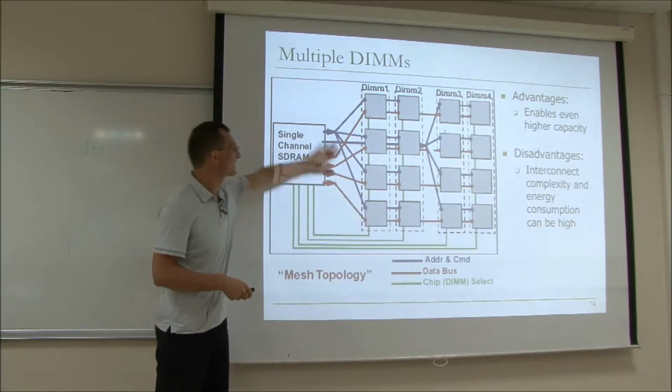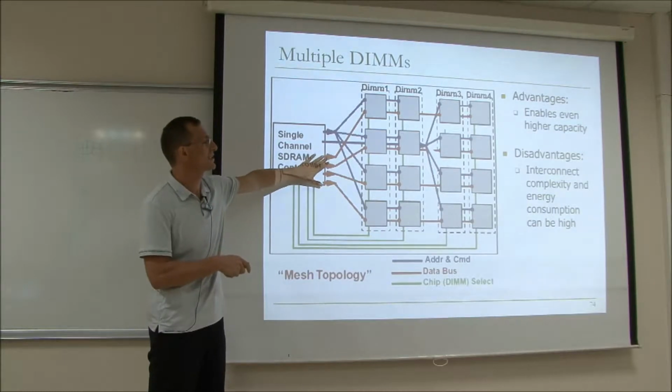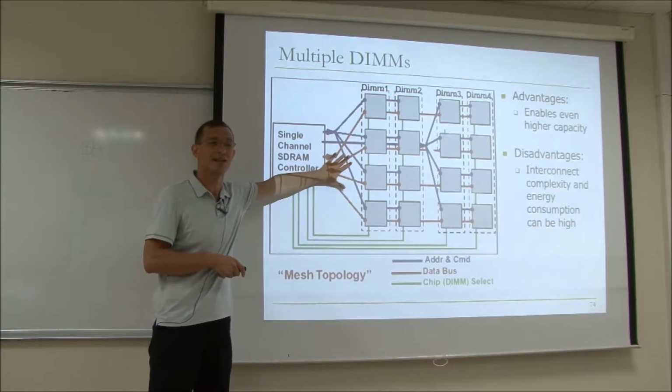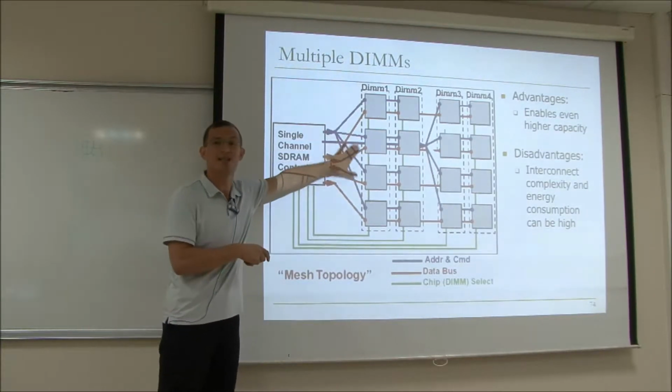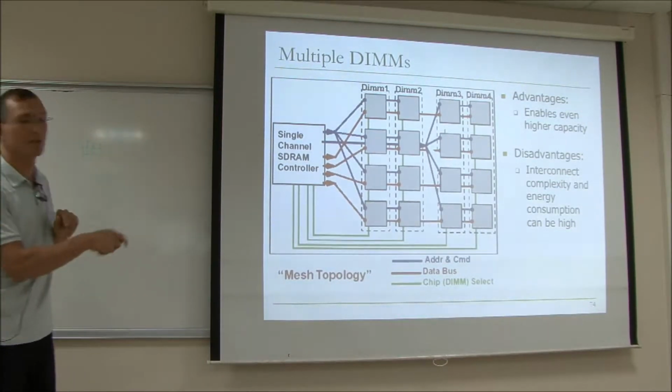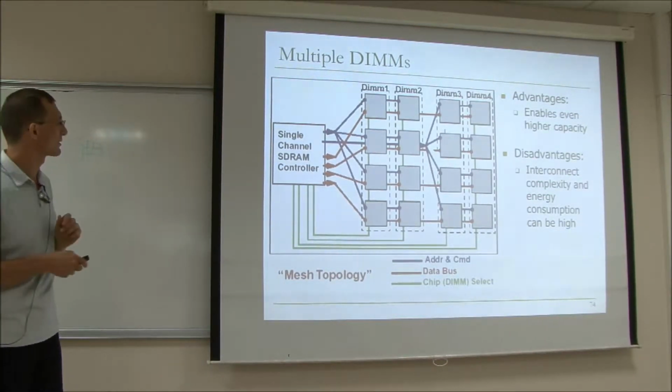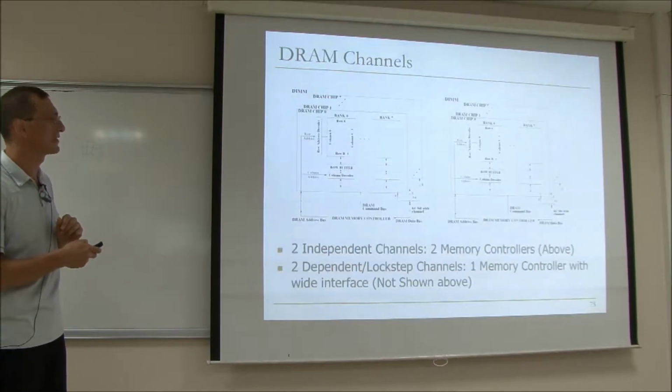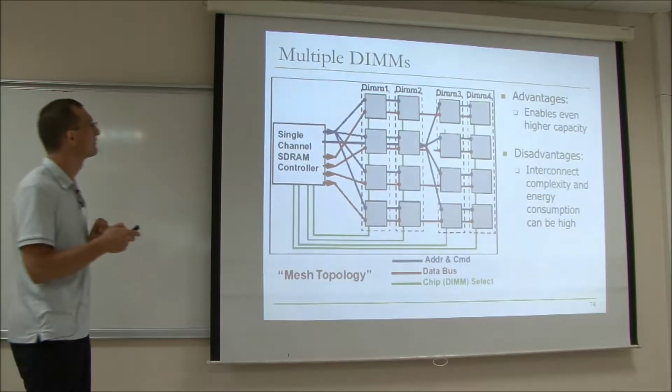Apart from technology scaling. The disadvantage is your interconnect complexity and energy consumption become very high, and your wires can become non-scalable, right? That's because these are actually wires in your motherboard, and they're expensive. They're more expensive than what you have on your chip.